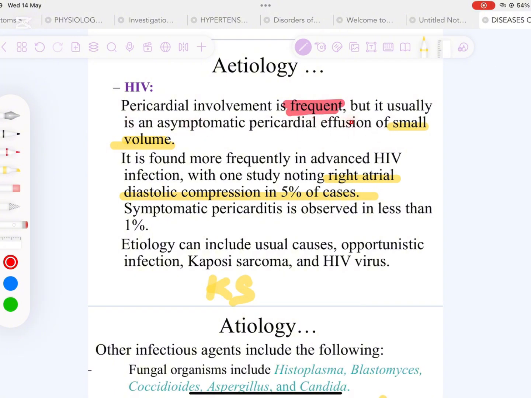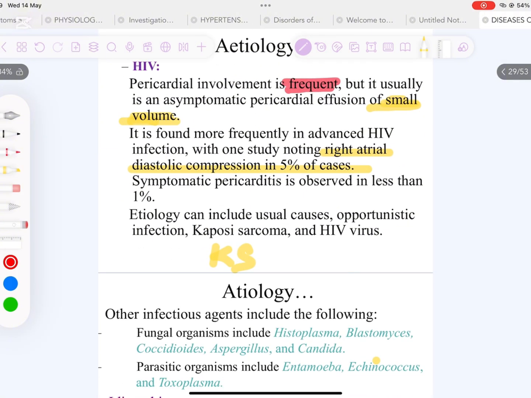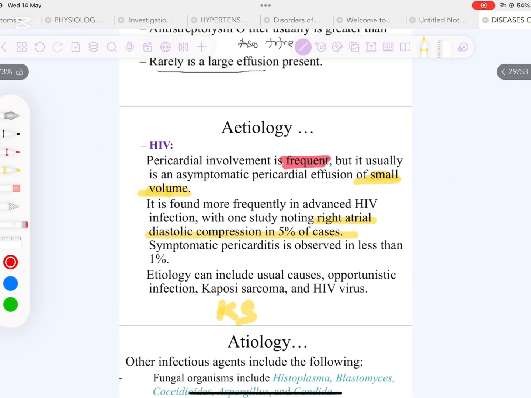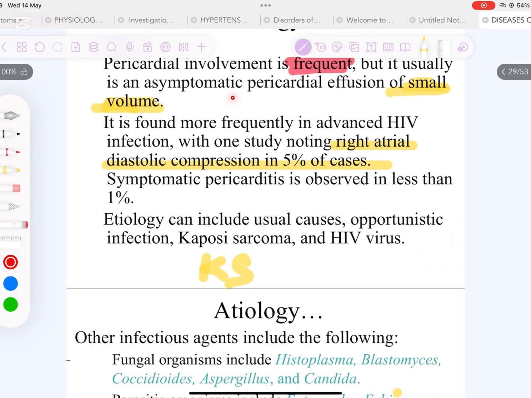Now for etiology again, HIV. Pericardial involvement is frequent, but it's usually asymptomatic. It is usually an asymptomatic pericardial effusion of small volume. Small volume. The same thing with this one. Rarely is a large effusion present. So as you can see, both HIV and rheumatic fever cause small fluid. So it is found frequently in people with advanced HIV infection. Of course, you can't see it in the early one, you see it in the advanced one, right?